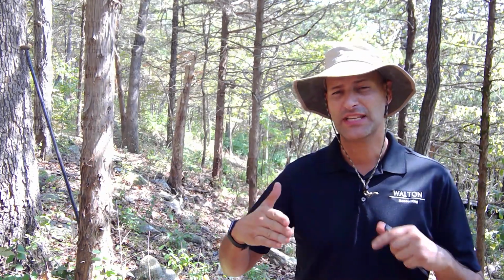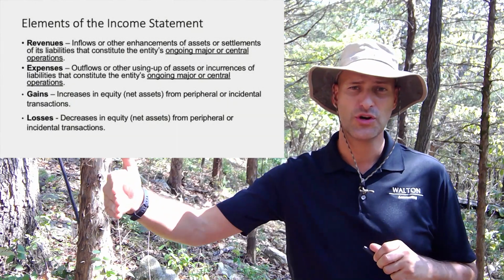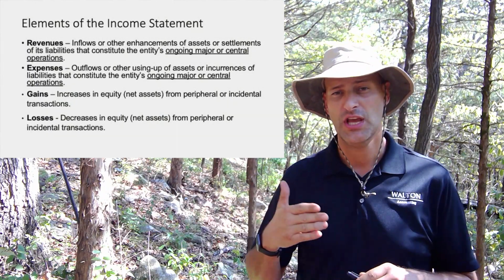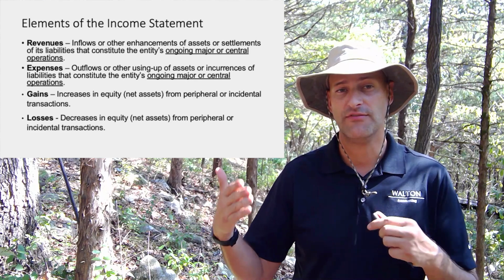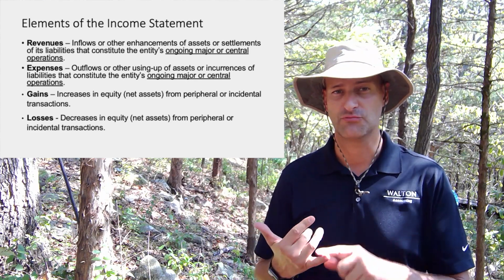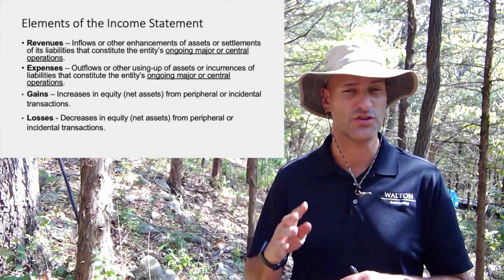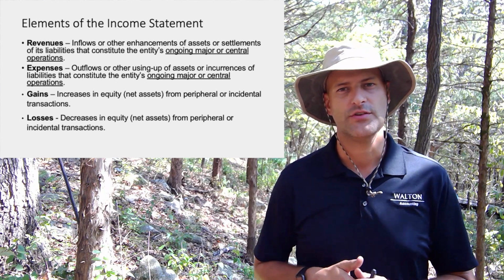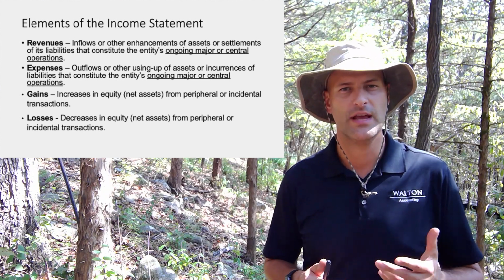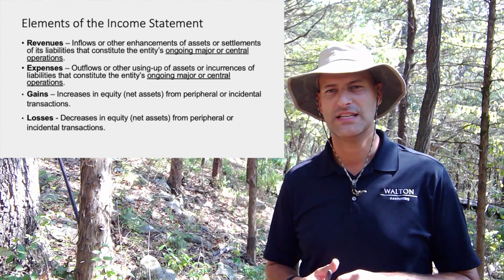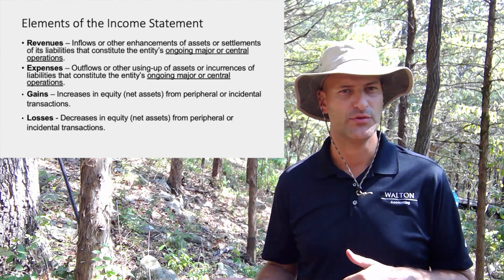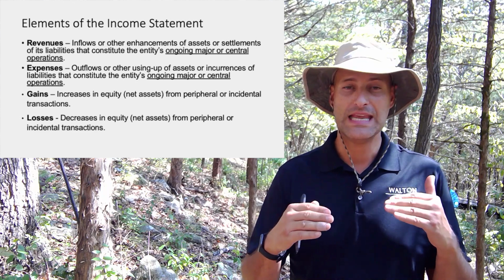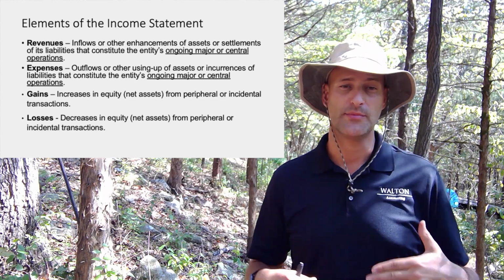So we have elements of the income statement. At this point in your accounting progress, you should basically know the definitions of the elements of the income statements. That's revenues, expenses, gains, and losses. Those are the 4 elements that end up on the income statement. Revenues are inflows or other enhancements of assets or settlement of liabilities that constitute the entity's ongoing or major central operations. The key there is ongoing and major central operations.